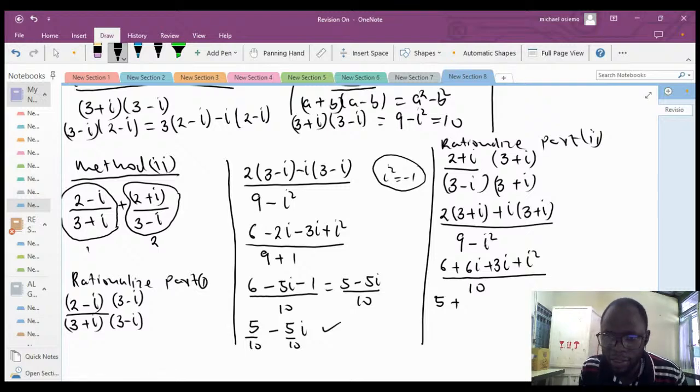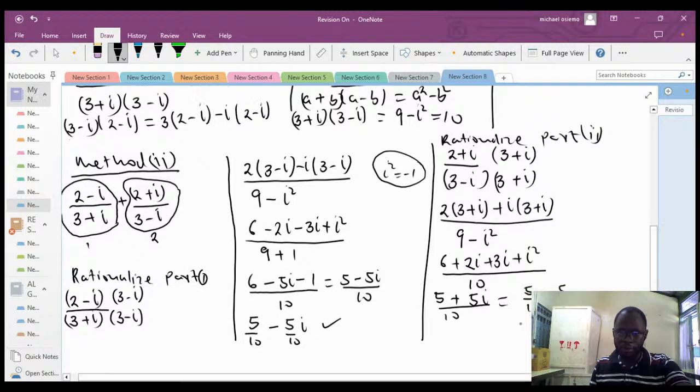have we done correct here? Let's see. Have we done correct? So 2 times 3 is 6. 2 times 1, this one is 2. It's not 6. So it will be 2. We need 2 then plus 5I, and then over 10. So which is the same as 5 over 10 plus 5 over 10 I.